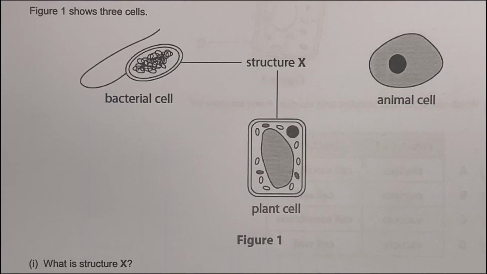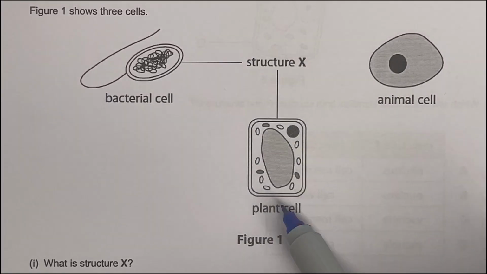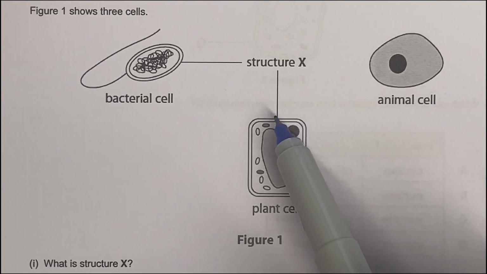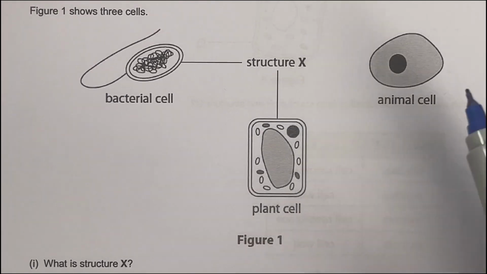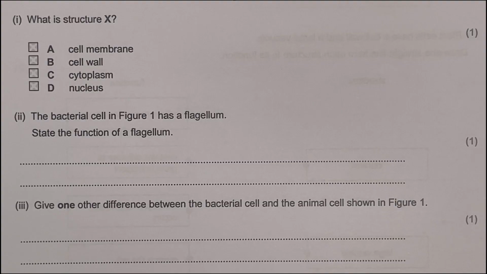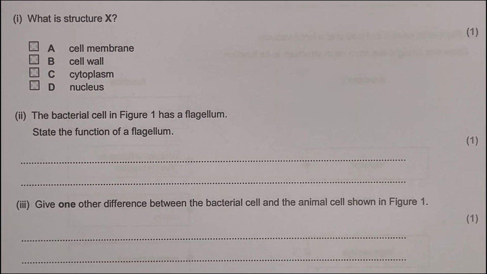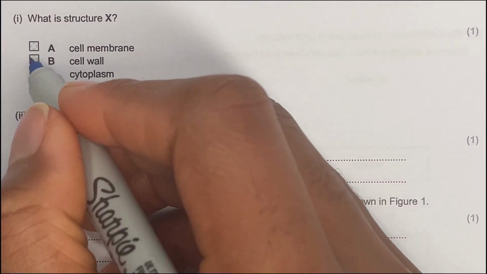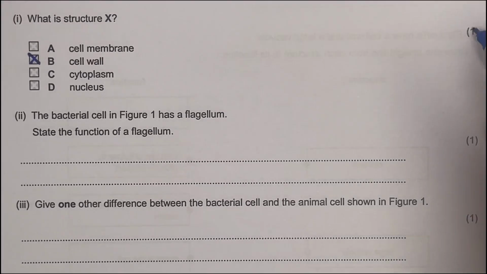Figure 1 shows 3 cells. You can see a bacterial cell, you can see a plant cell, and animal cell. Okay, bacterial cells and plant cells, they have the same structure X, but animal cell doesn't. What is structure X? Structure X would be a cell wall, because animal cells don't have cell wall. That gets me my 1 mark.